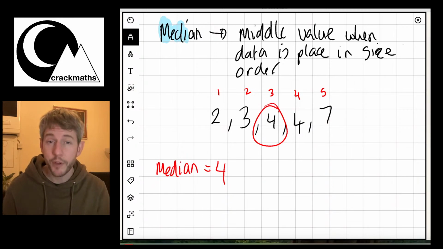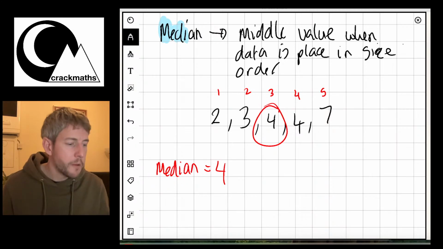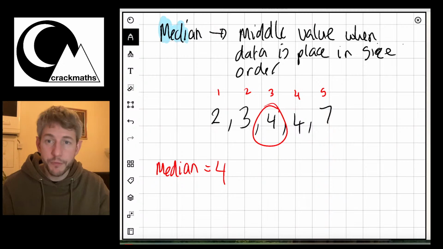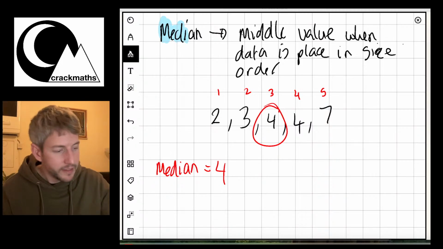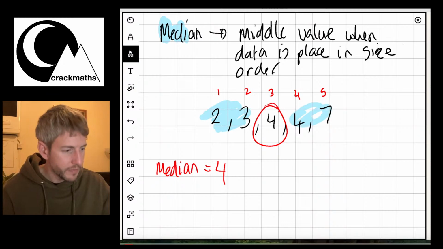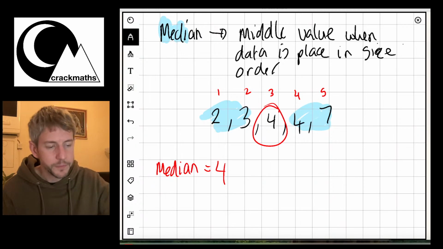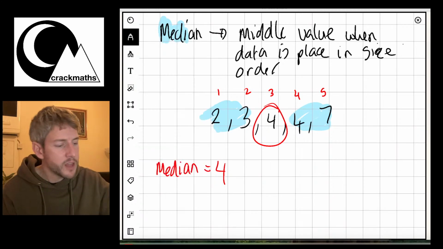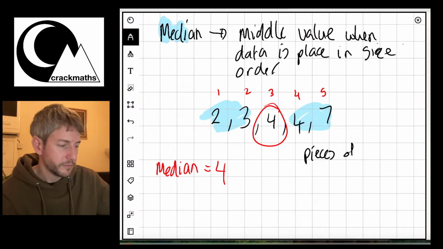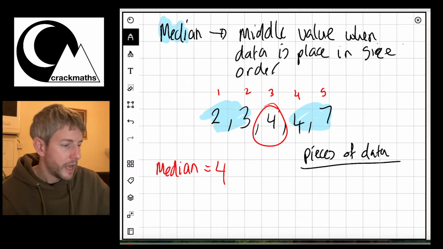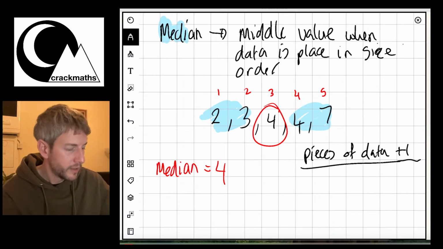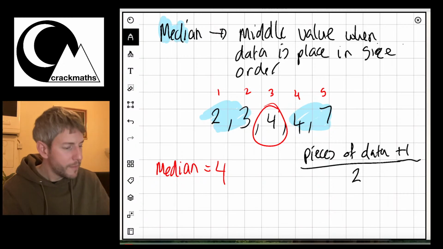Now, I'm going to show you a method for identifying the middle number for when you have more numbers. I knew here that the middle number was 4 because I could see clearly that there were 2 pieces this side, 2 pieces this side. Sometimes it's not so easy to identify the middle number. So when you can't, what you do is pieces of data, add 1, divided by 2. Let me show you how this works.